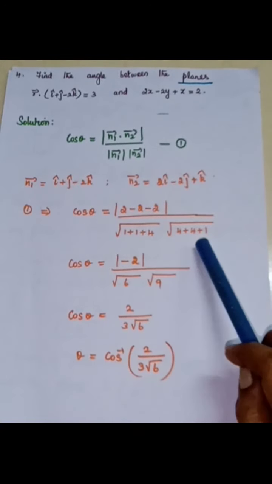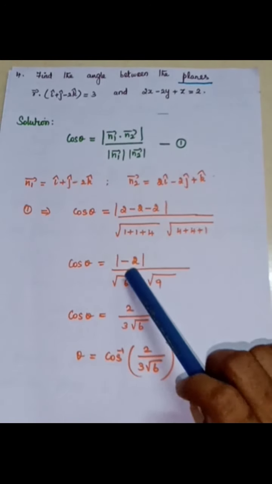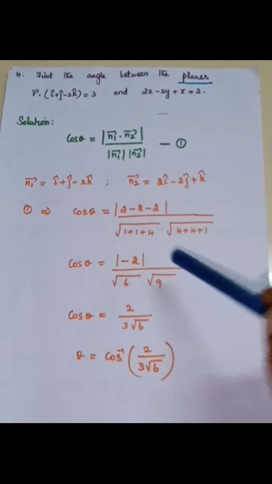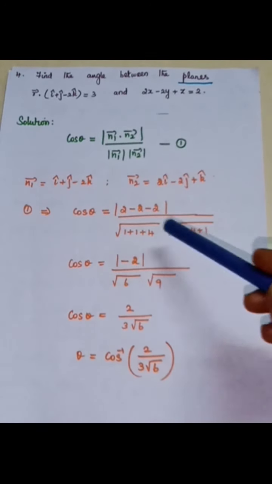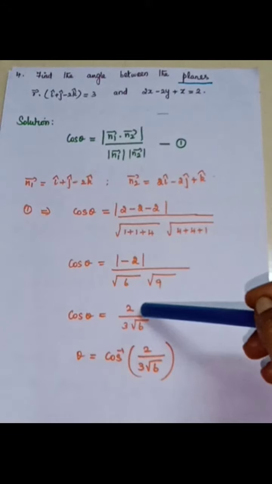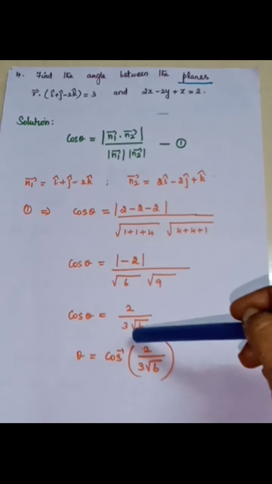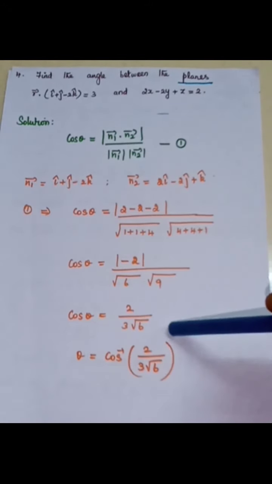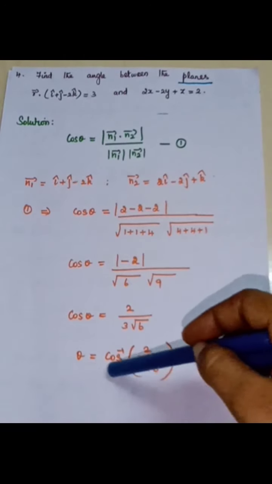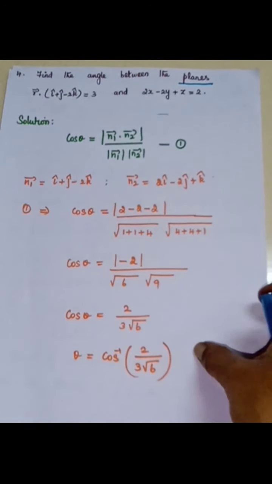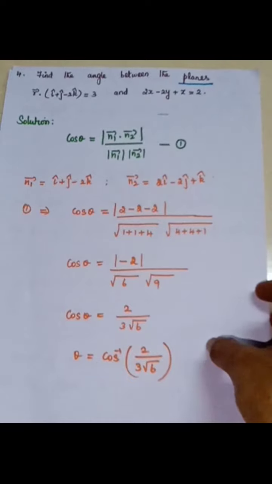And you have to take the modulus of each one. So here you are having modulus of minus 2 divided by root 6 into root 9. Modulus of minus 2 is plus 2. And square root of 9 is 3. So 2 by 3 root 6. From this, theta is equal to cos inverse of 2 divided by 3 root 6.